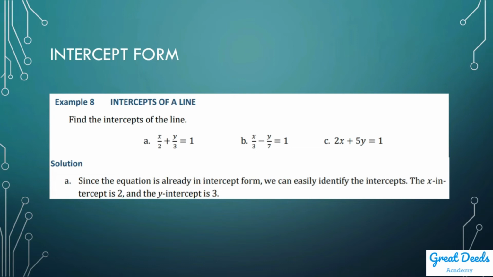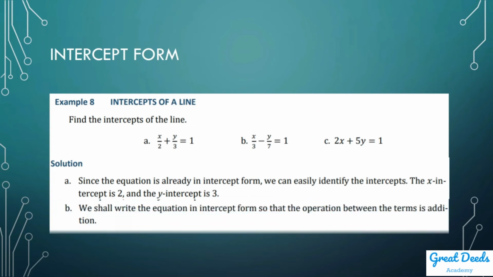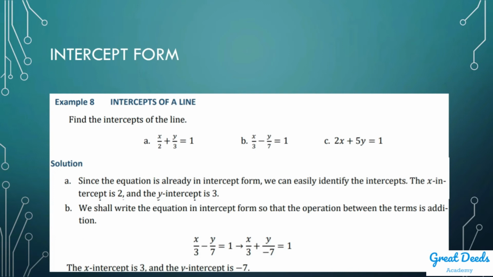How about letter B? The x-intercept is 3, but you have to be careful with the y-intercept because this one is written as x minus. Our form should be x plus, okay? But you know, x over 3 minus y over 7, we can write it in this way: x over 3 plus y over negative 7 is equal to 1. So the y-intercept here is negative 7.